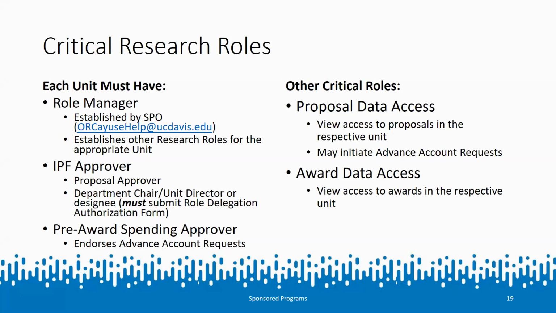It's going to get stuck. Now, this one, the pre-award spending approver, would only get stuck in the situation of an advanced account request. That's the only time that comes into play, but it would certainly get stuck and we're not going to see it. It's not going to go anywhere. The role manager and the IPF approver are must-haves. Must-haves. And then the other two, the proposal data and award data access, I call them critical because I think there are others that need access to that data, but it's not going to stop your proposal or anything like that.